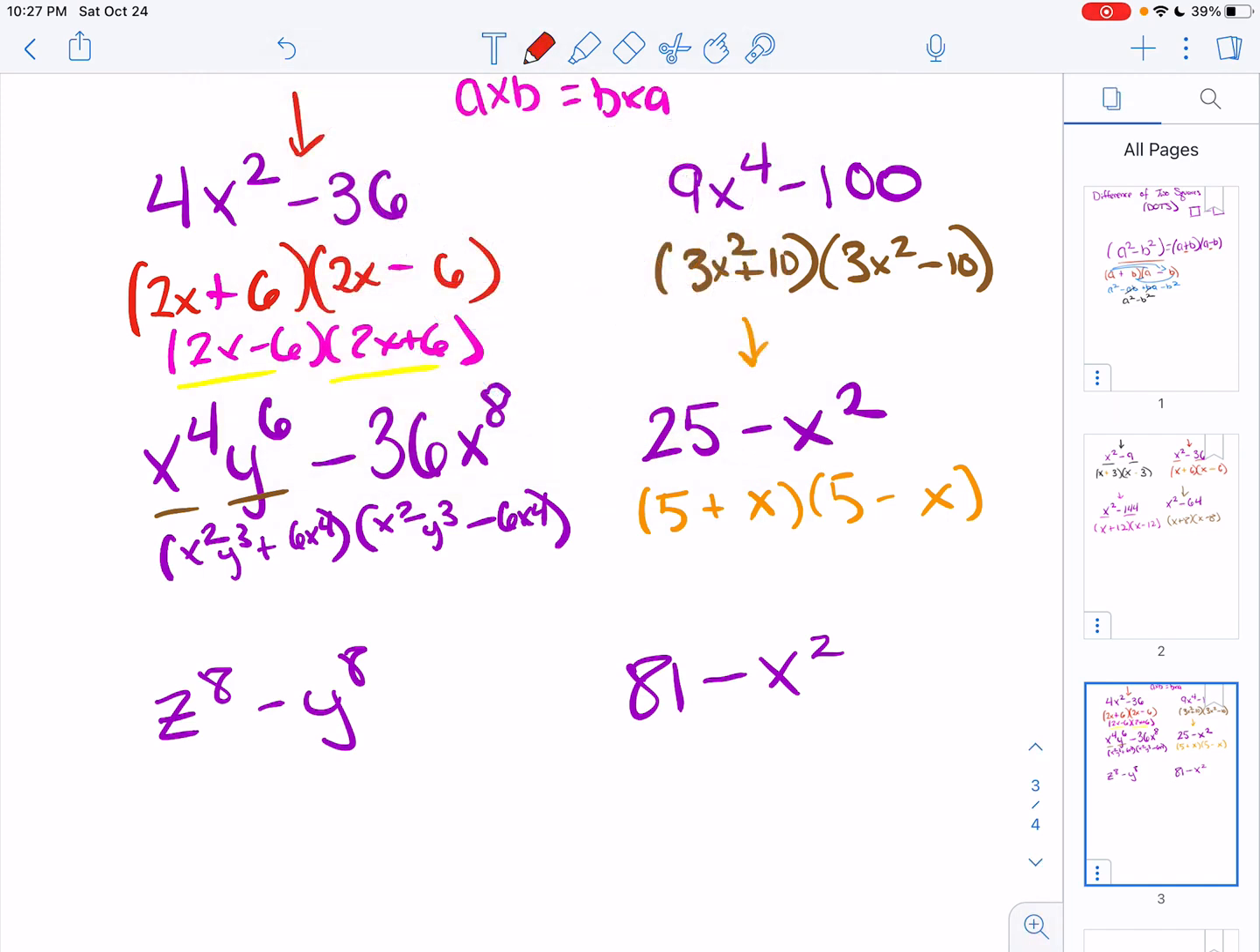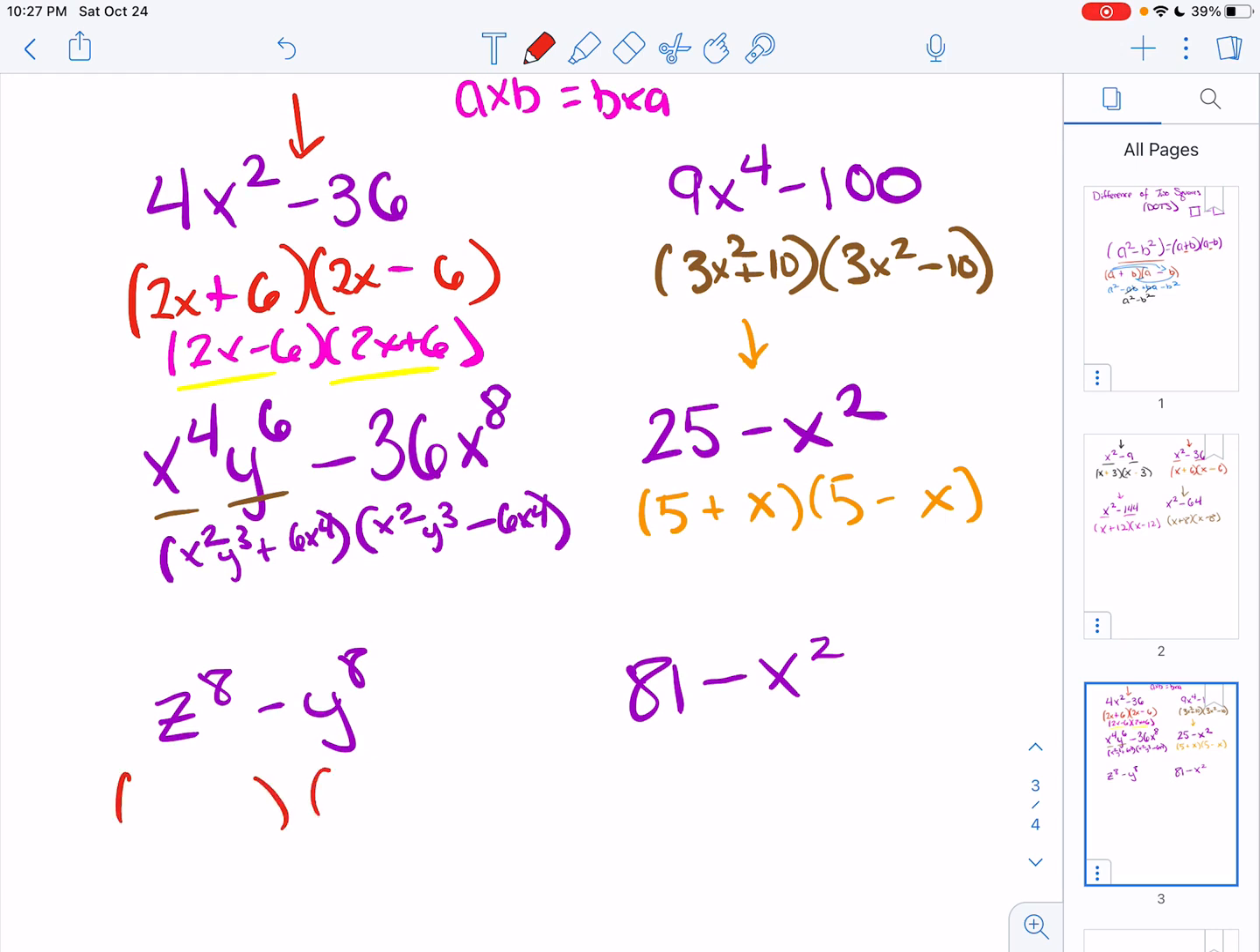The next one, z to the eighth minus y to the eighth. The square root of z to the eighth is z to the fourth. The square root of y to the eighth, we just divide 8 by 2. We have y to the fourth. We have our plus and we have our minus.